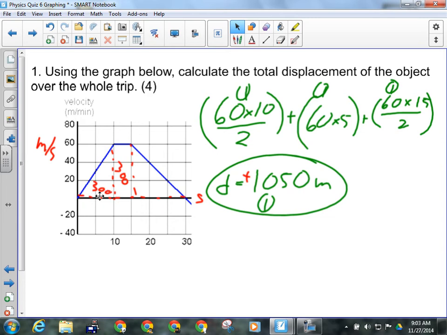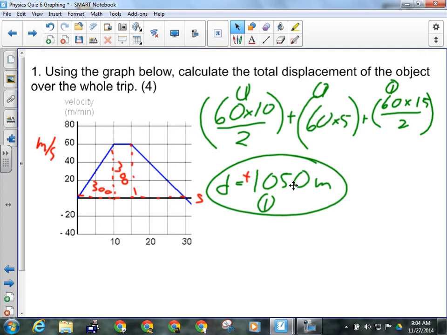So for this first triangle here, it has a height of 60 and a base of 10, so 60 times 10 over 2. Give them a mark if they showed that. Then they got to find the area of this rectangle next to it, which has a height of 60 and a base of 5. So if they had 60 times 5, give them a mark. If they had, for this last triangle, height of 60, base of 15 over 2, give them a mark for that. Or maybe they just showed what those numbers come out to. That's fine as well. The total area, and thus displacement of the object, is positive 1,050 meters.